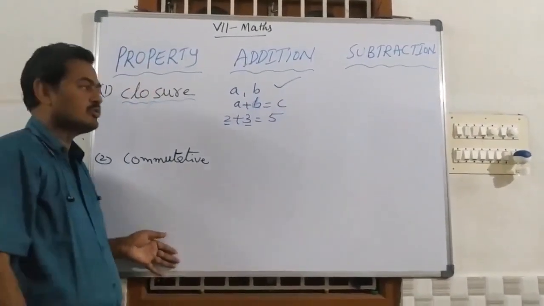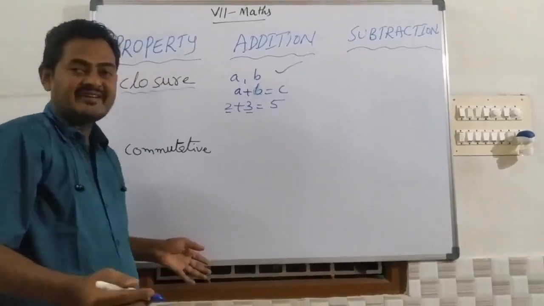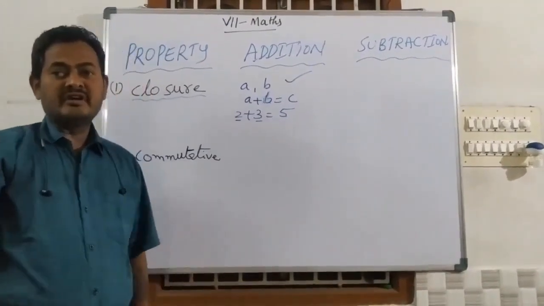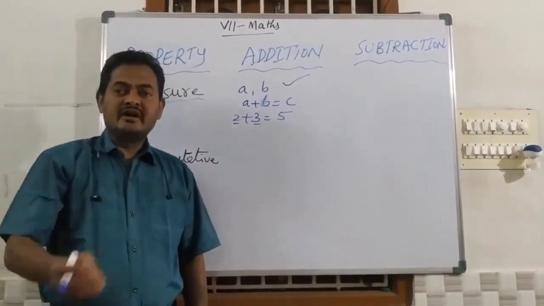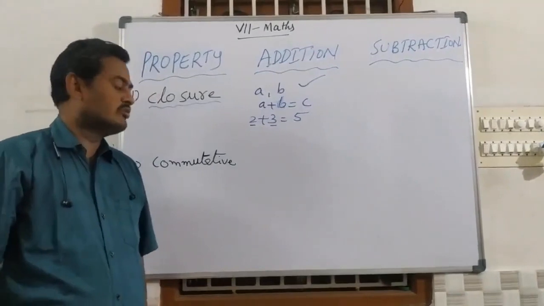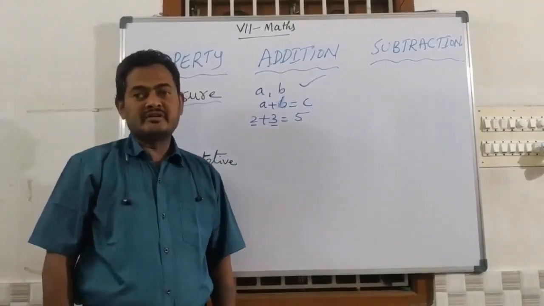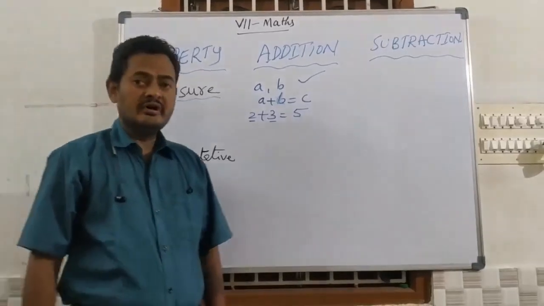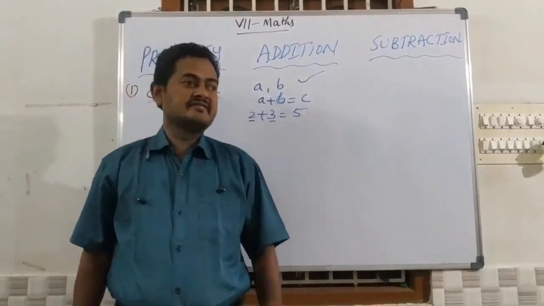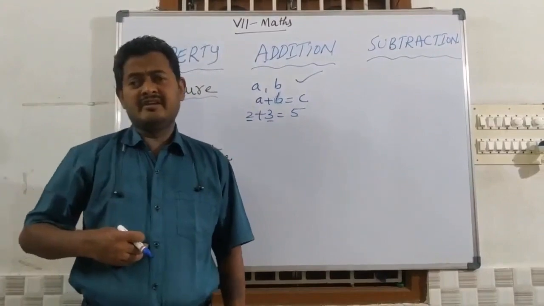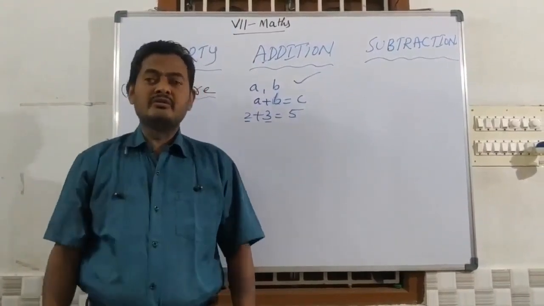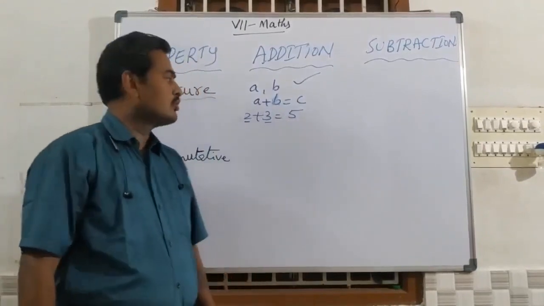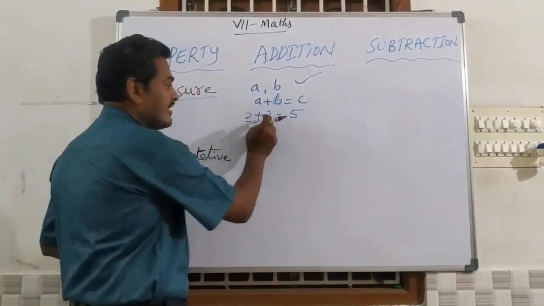For closure property, we can explain real life examples. For example, Ramu is a grade 7th student and Somu is also a grade 7th student. Both are 7th students. Another example, I am an Indian, you are also an Indian, we both are Indians. Like this we can explain closure property under addition.